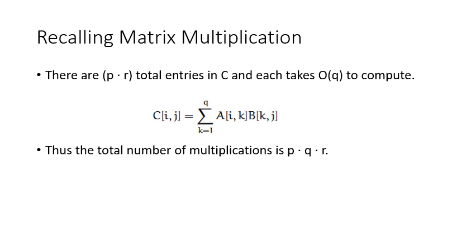The size of matrix C is P by R, so there would be P dot R total entries in matrix C, and the total number of multiplications would be P dot Q dot R. And how do we get these numbers? Because matrix A is of dimension P by Q and B is of dimension Q by R, so the total number of multiplications would be P dot Q dot R.